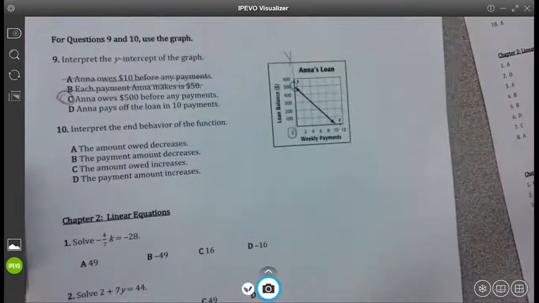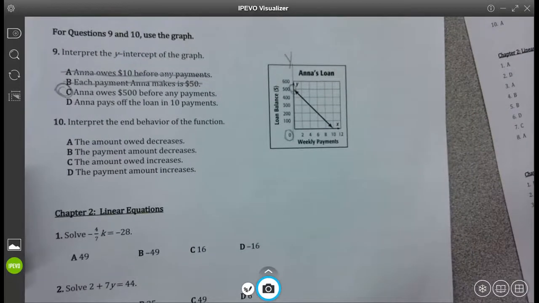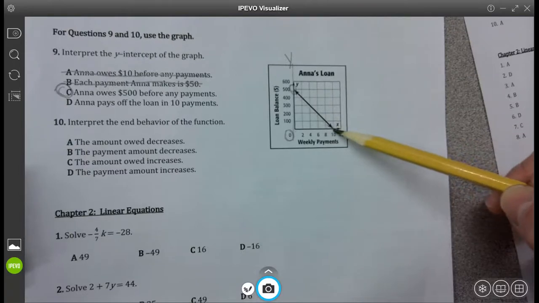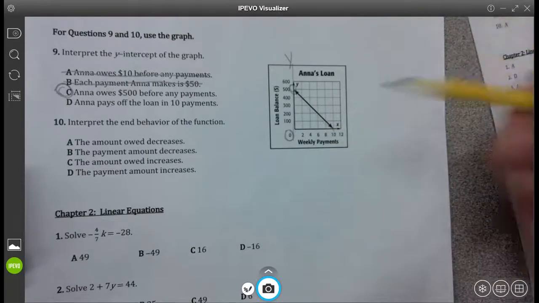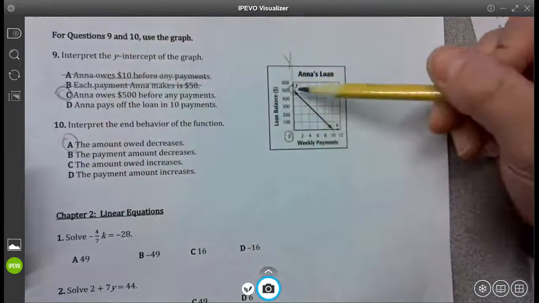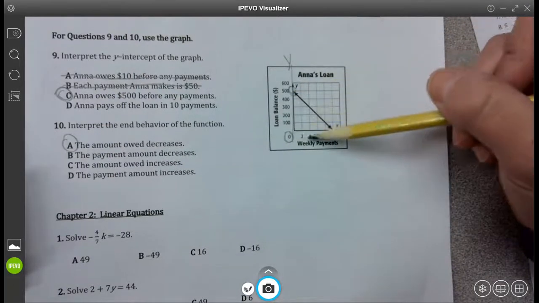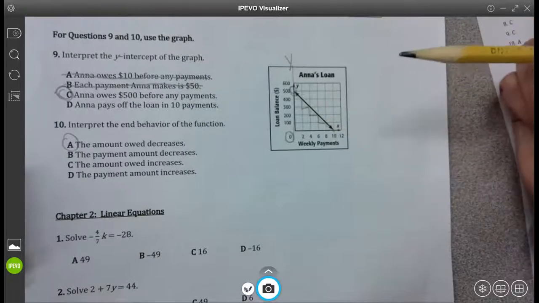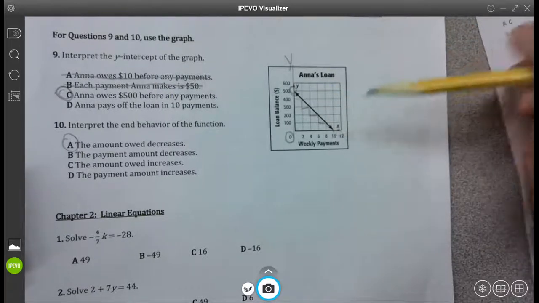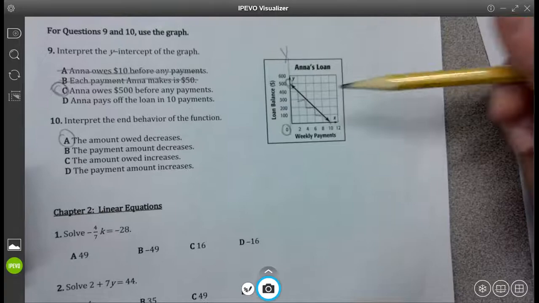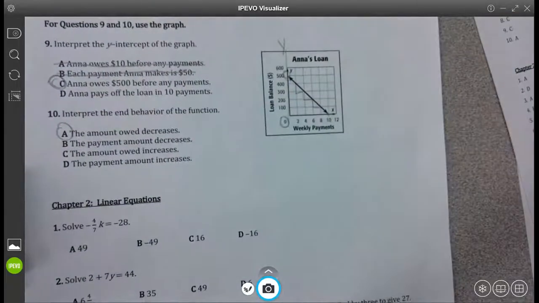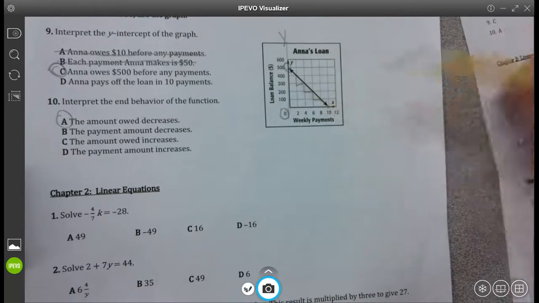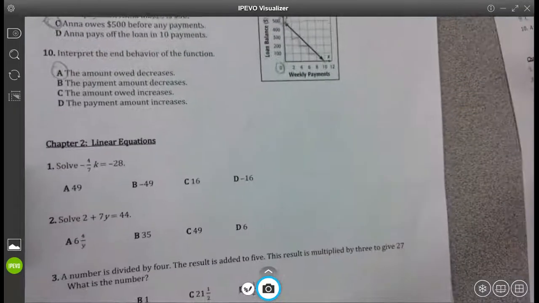C. Interpret the end behavior of the function. The amount owed decreased. Yeah, if you're paying on a payment, it would decrease. The payment amount decreases. No, your payment amount wouldn't decrease because there's a constant rate of change. It's a constant payment a month. Your overall amount decreases. The amount owed increases. Well, that doesn't make any sense. The payment amount increases. No, it's consistent. There's a constant rate of change. So your answer is A.